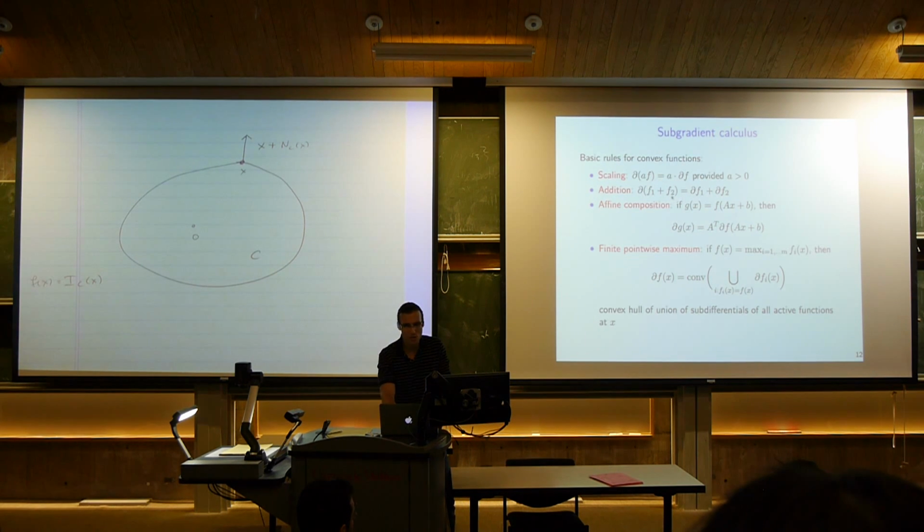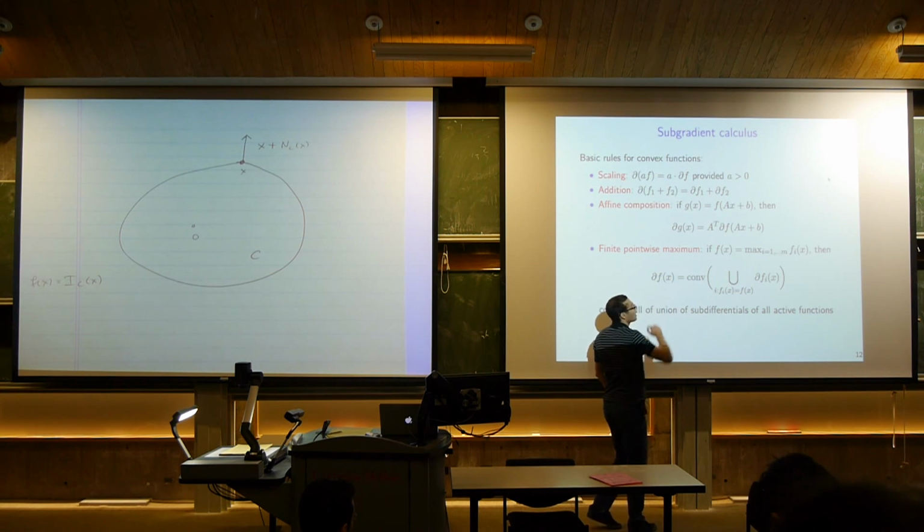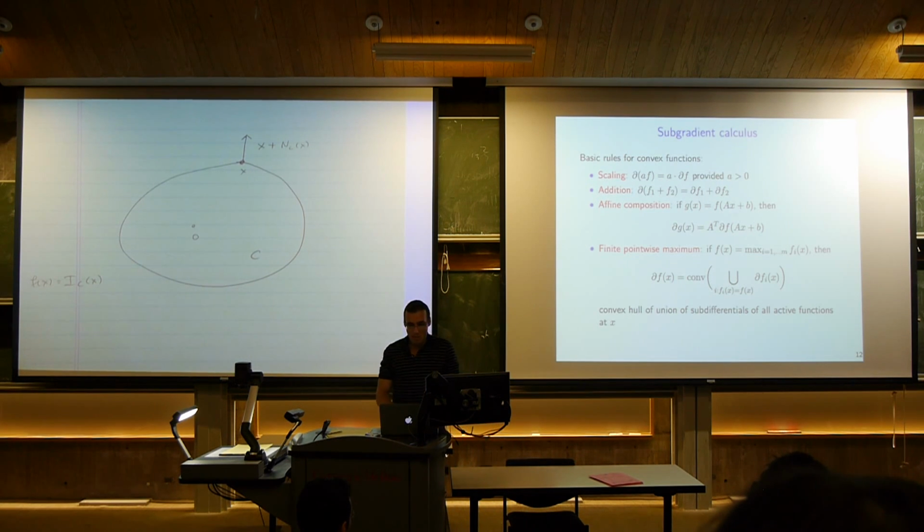Addition: if I have two functions and I ask for the subgradients of my first function plus my second, then I just get that by adding their subdifferentials. This means I take every element of this set, del f1, and I add every element of that set, del f2.